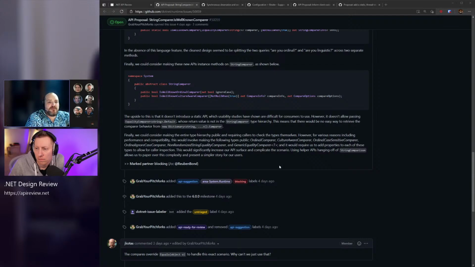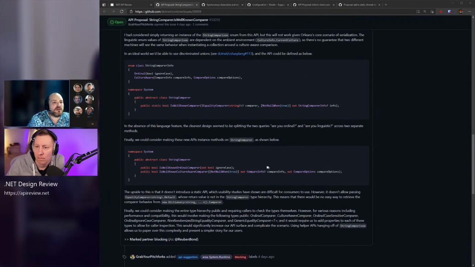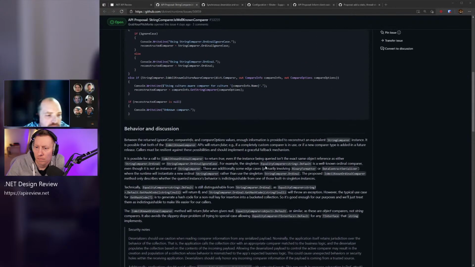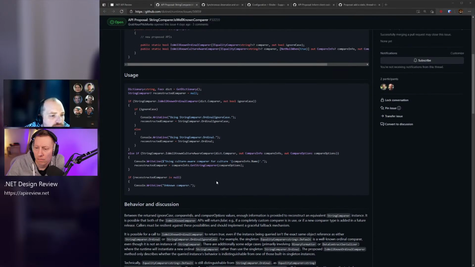Do we have the appropriate other direction API? Like, do we have a thing that you can give a CompareInfo and a CompareOptions to, and it will give you our well-known implementation? Yes, and in fact, if you scroll up just a little bit, I show sample code for this. A little bit more. Keep going. There. So this sample code demonstrates calling the Is-well-known APIs and then reconstructing the comparer based on the results of those APIs.